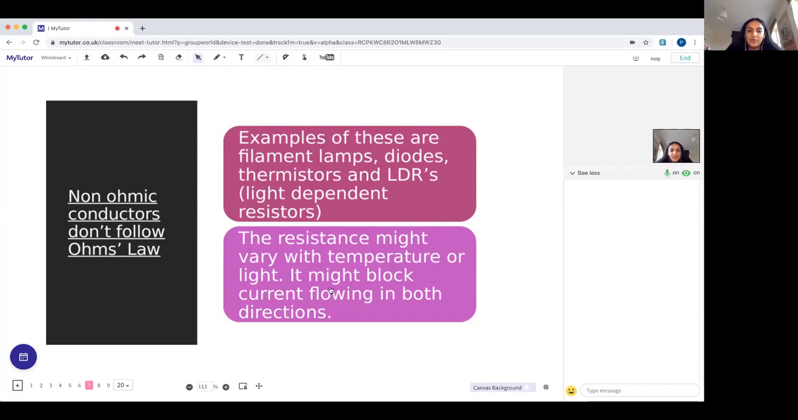And before we said that the resistance is linked to current and voltage, but now the resistance is linked to temperature or light. Okay, so now our resistance changes with temperature or light. We're going to go through some of the examples really slowly so that you can get an understanding of how these non-ohmic conductors work.